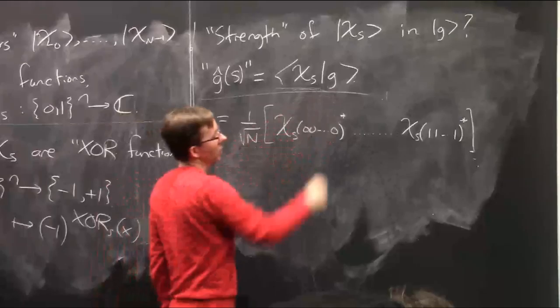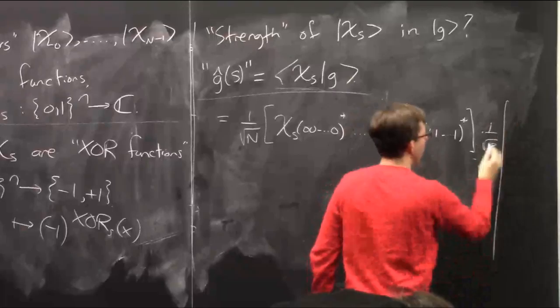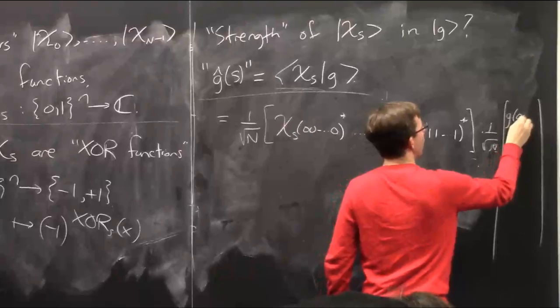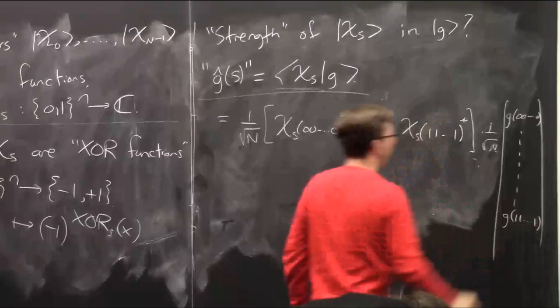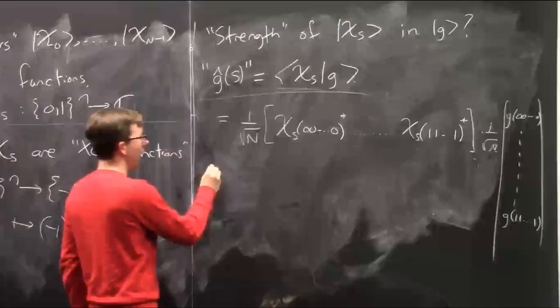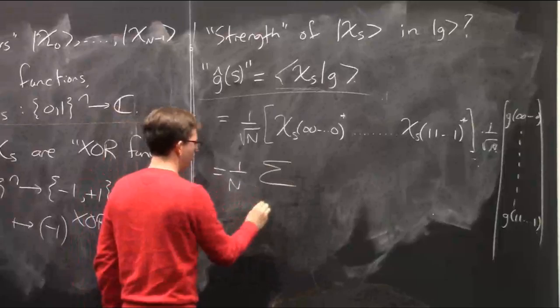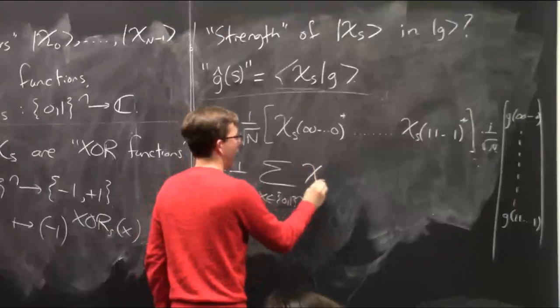And same thing for g. By our weird notation, we have this 1 over root n in there, and then we write the truth table of g, which is hard for you to see, but this is g of all zeros, g of all ones. We're doing an inner product here, so we multiply it out. And what do we get? We get 1 over capital N, since the two 1 over root n's come together, and then the sum over all strings x in 0, 1 to the n, of chi s of x star times g of x.